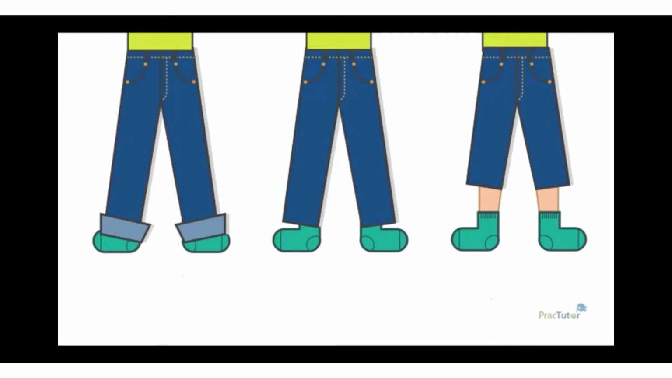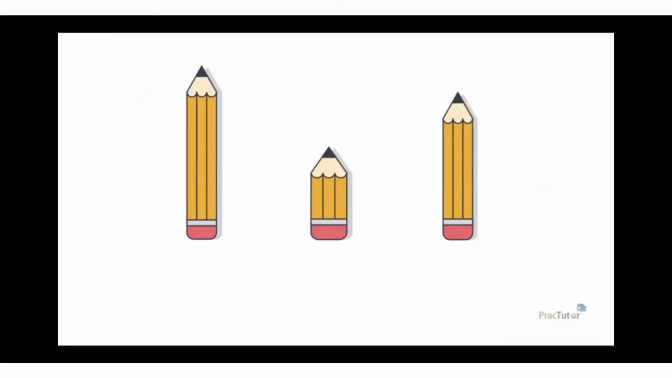The pair of pants that is too small is the shortest. Shortest means that it's not as long as anything else being measured or compared. The pair of pants that drags on the ground is the longest. The longest thing in a group has the biggest length. That leaves the pair that fits in the middle. You can put objects in order according to length.